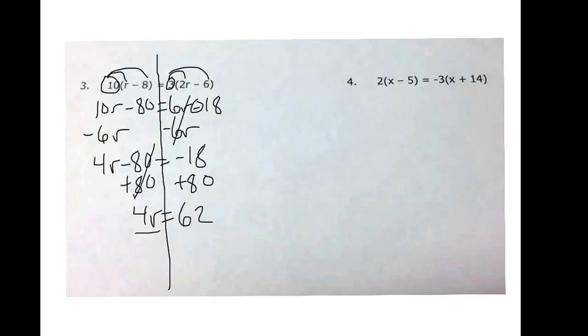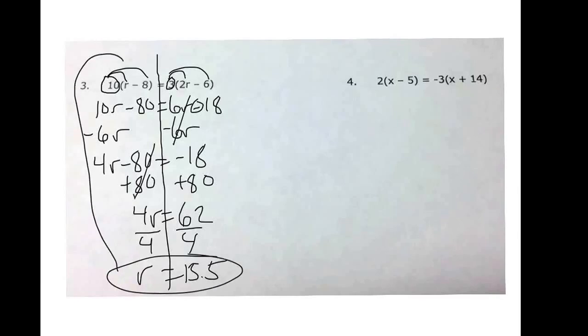And then the last step, when it's beside it, I divide it. So I divide both sides by 4. And 62 divided by 4 is 15.5. Okay. I'm going to take my calculator that I have here in my hand, and I'm going to plug this back into each one here.